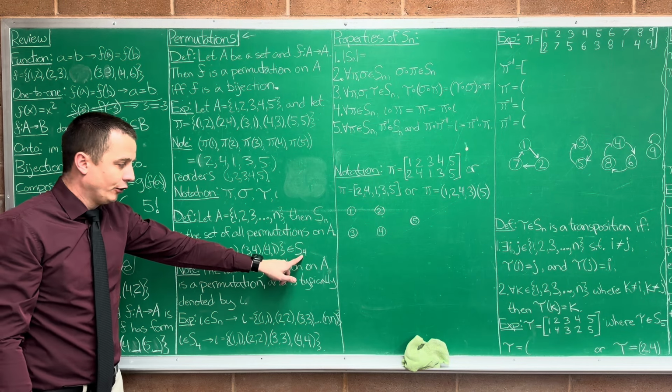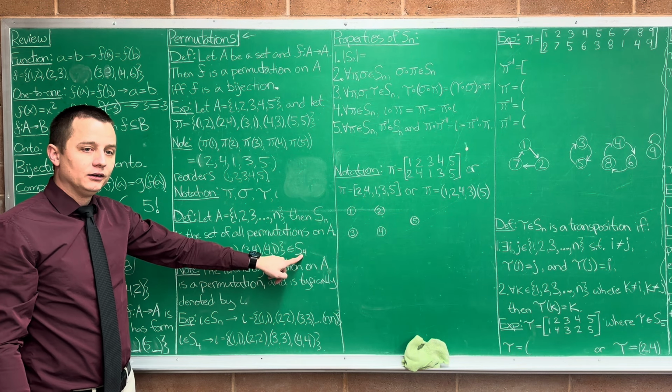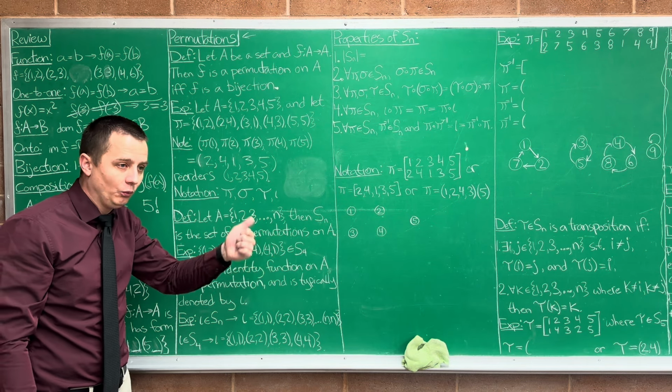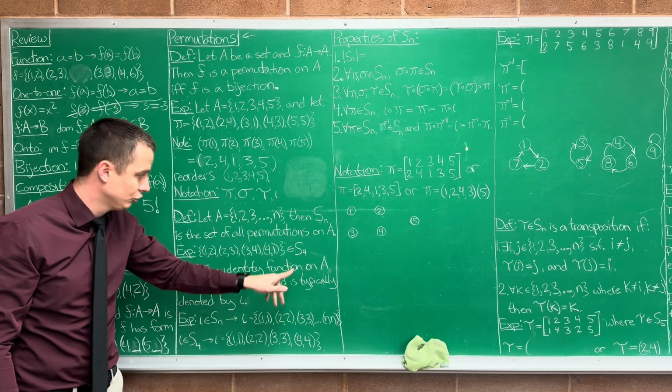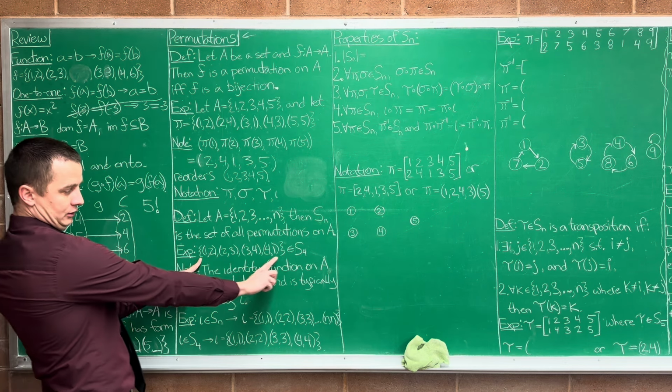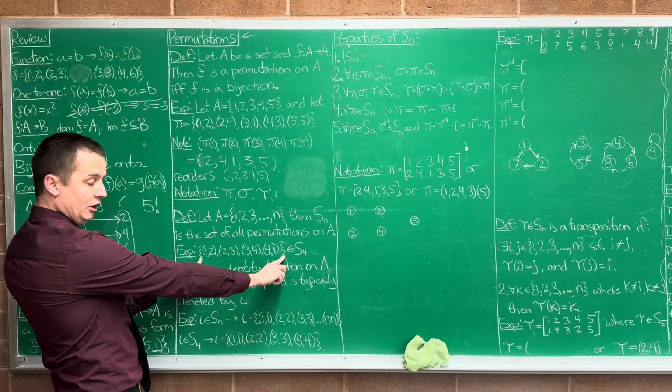What is S sub 4 then? S sub 4 is all the permutations you can make on the set 1, 2, 3, 4. Stop at whatever number's right there. So this function, this permutation, would be one of the things in S sub 4. The one that maps 1 to 2, 2 to 3, 3 to 4, and 4 to 1. Here's one possible permutation you can make on the set 1, 2, 3, 4. So that would be one of the things in S sub 4.